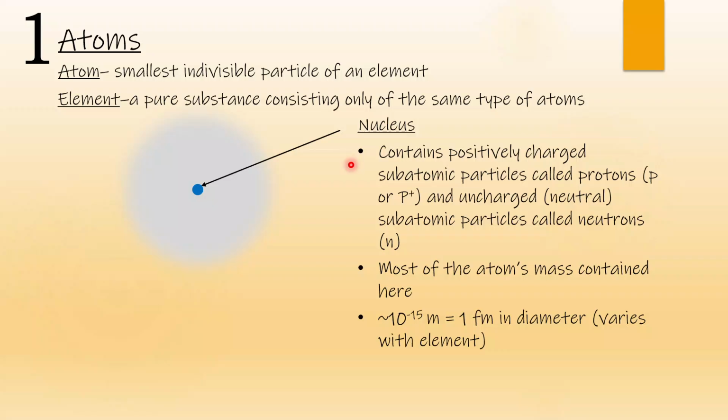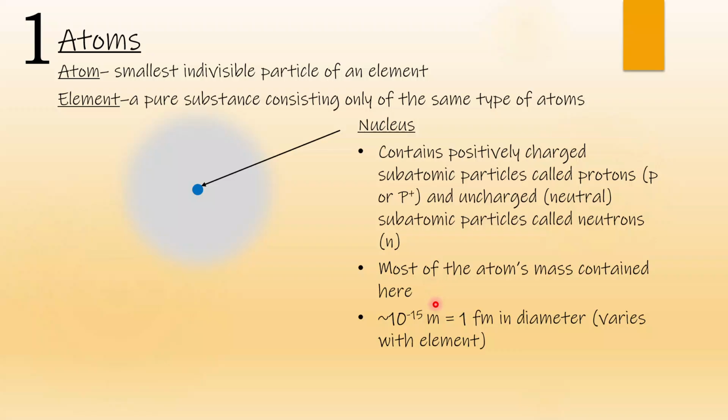Now, these protons are positively charged, meaning that's the electrostatic charge that they carry. Neutrons are neutral. In other words, they are uncharged. They do not carry an electrostatic charge. The symbol that we give to protons is either p or p+, that's superscript plus, or n for neutrons. Most of the atom's mass is contained in the nucleus.